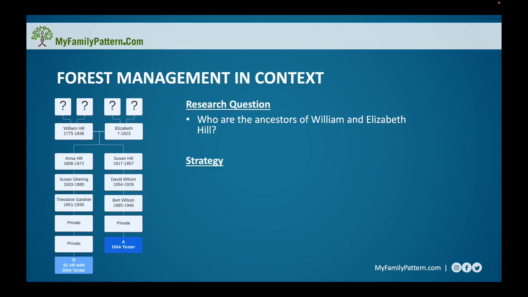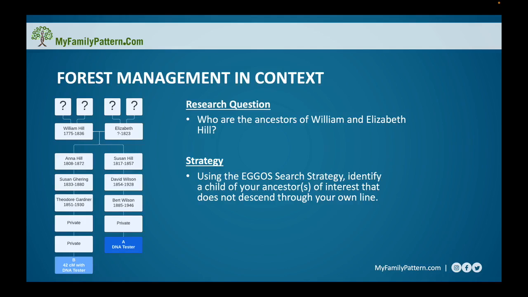So the strategy that I use, starting off, is a research strategy called AGOS, which I've explained in perhaps another blog post that you might have read, or I do have another YouTube video that explains it. But in essence, what you look for with the AGOS search strategy is, if you want to find out who the potential ancestors are for William and Elizabeth, then you find shared matches between your ancestor who is a child of William and Elizabeth.